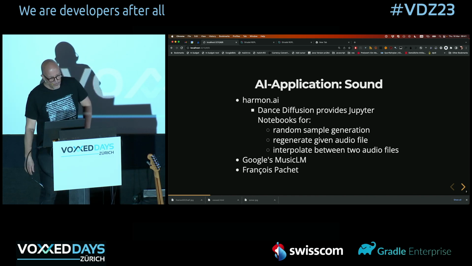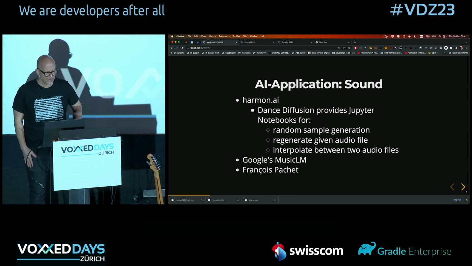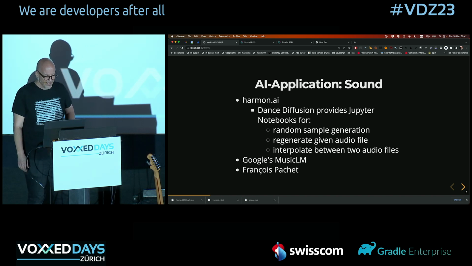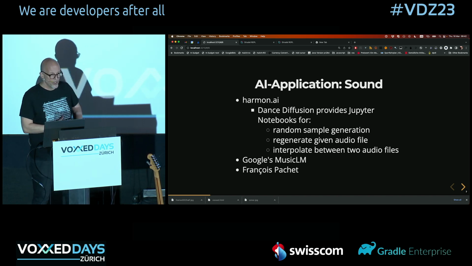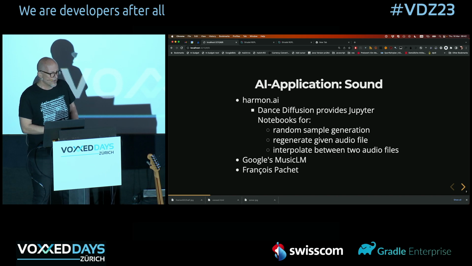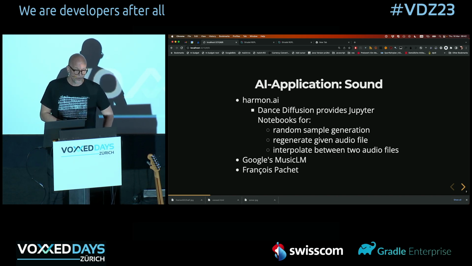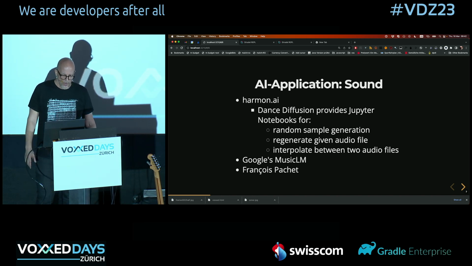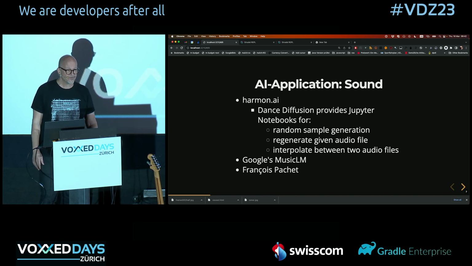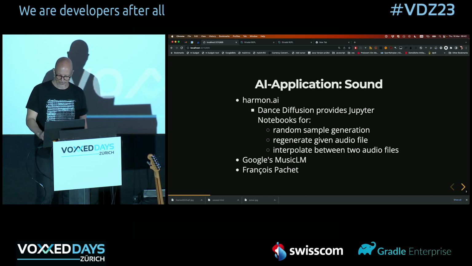When talking about sound, probably the most famous proponent is Harmonai. This is an organization that releases Jupyter notebooks where you can do experiments like random sample generation, or to regenerate a given audio file, or you can interpolate between two audio files. Then there's Google with MusicLM, and there's François Pachet, who is a researcher who is now working at Spotify, and he is very deeply involved in generating music out of a trained model.